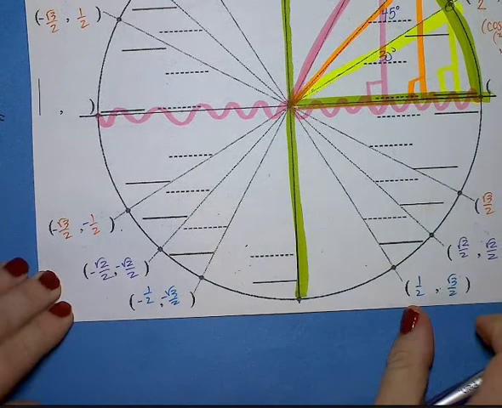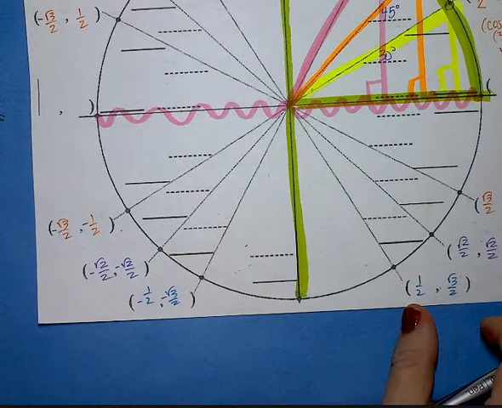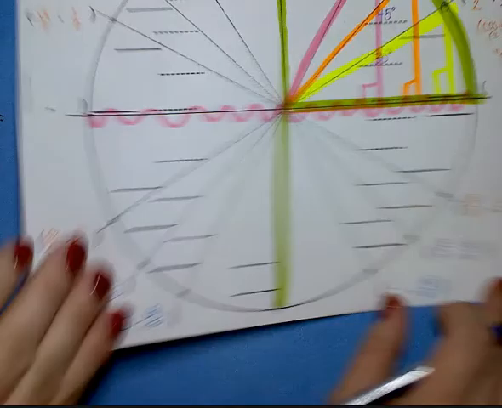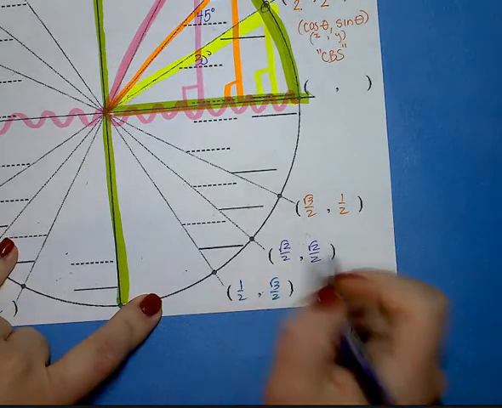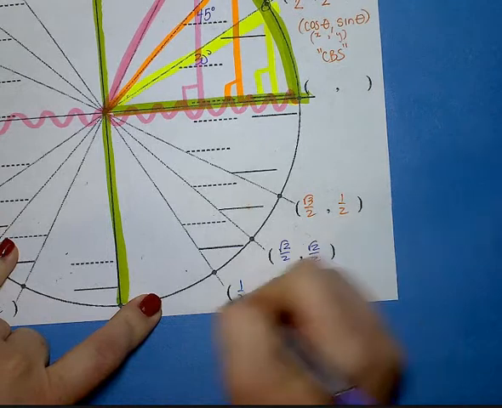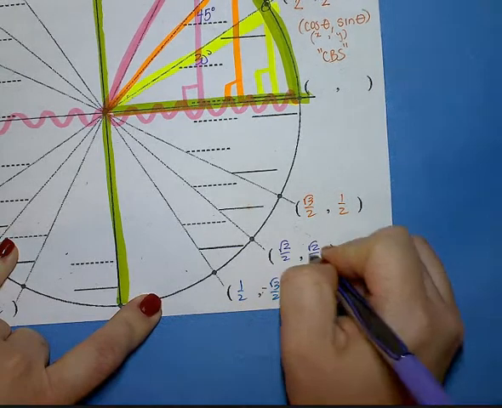I bet students have asked in the past, does it matter where I put the negative sign? As long as there's only one, it does not matter. This is quadrant 4. You have positive cosines like x values, but negative sines.